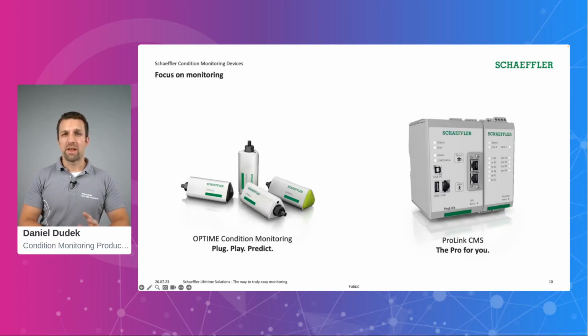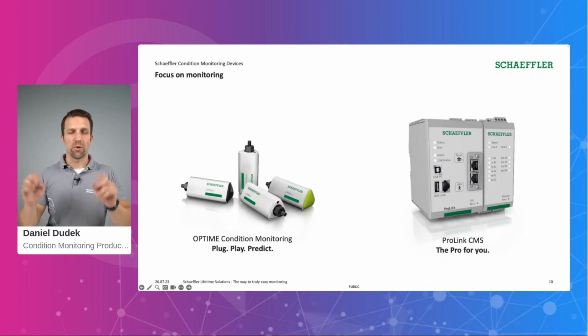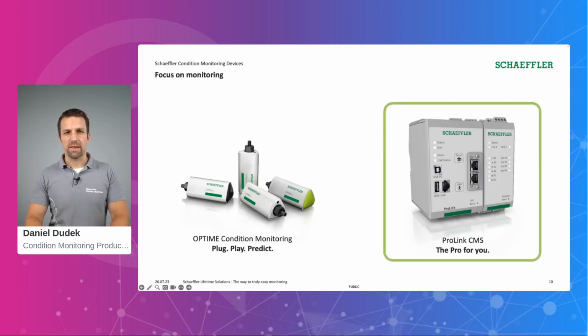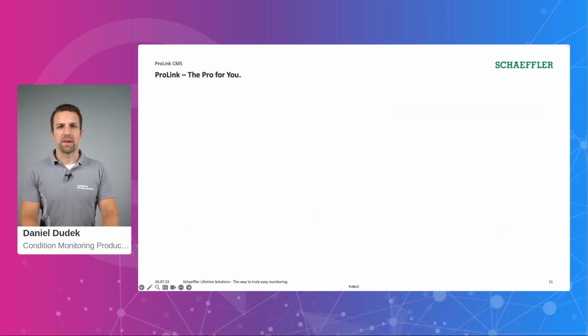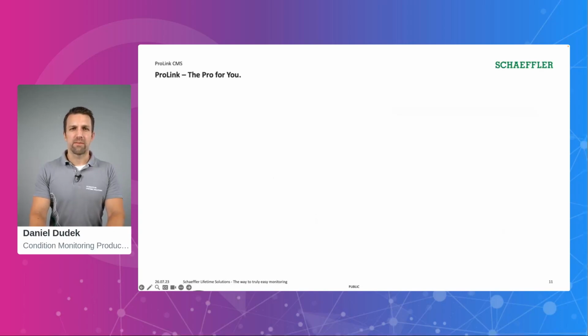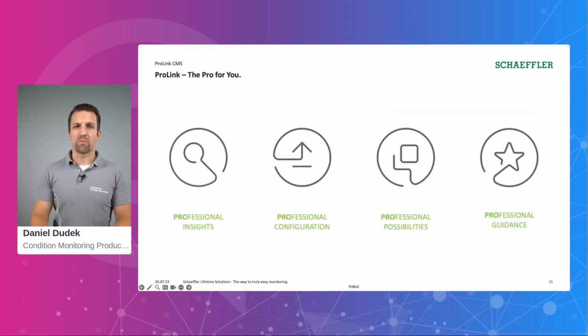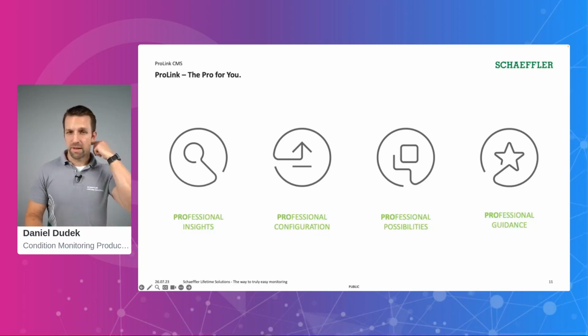I'd like to take 2 minutes to introduce you a little bit more into the ProLink CMS monitoring system and why it is the Pro for you, as we call it. It would be this unit here. So first of all, what exactly is the Schaeffler ProLink CMS? As the name implies, it's a professional-grade condition monitoring system that stands out for its user-friendliness and even ensures not tech-savvy users can effortlessly navigate the system and harness its full potential. So this was always the guiding star behind the development.